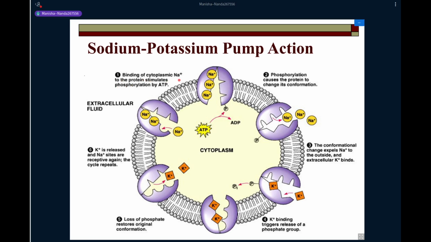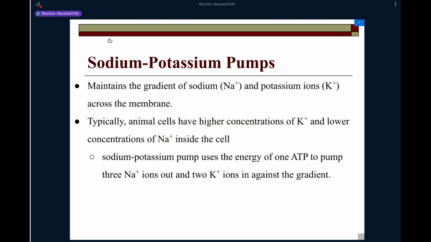So binding of cytoplasmic sodiums to the protein stimulates phosphorylation by ATP. Whenever this pump has to transport, with consumption of each and every ATP, we have read here that it uses the energy of 1 ATP to pump 3 sodium ions out and 2 potassium ions in, against their gradient.